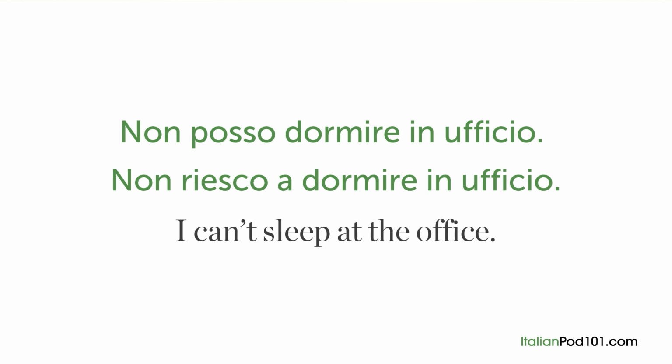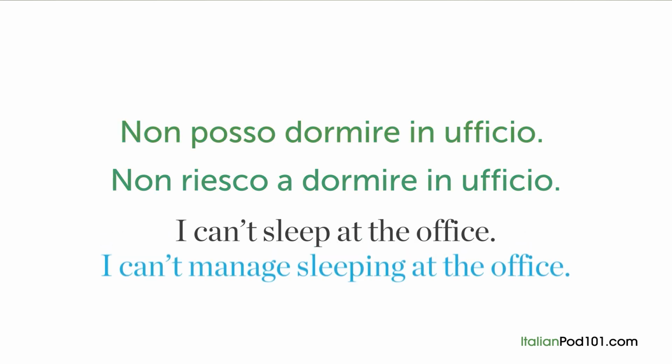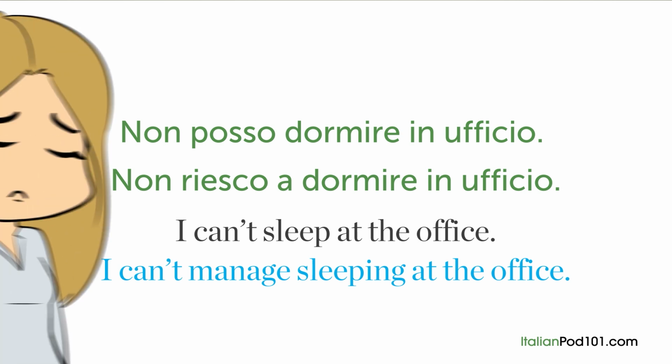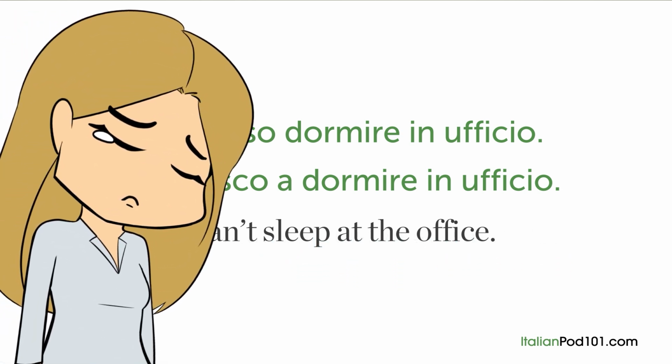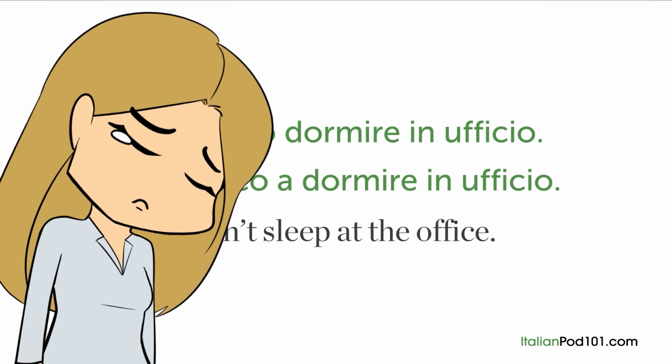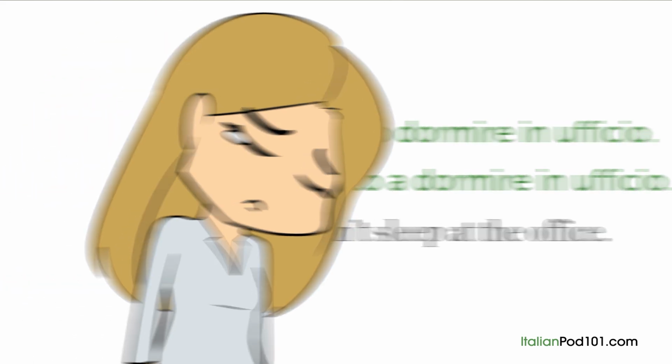Here is another example that may help. We can translate I can't sleep at the office in two different ways in Italian. One is non posso dormire in ufficio. The other one, non riesco a dormire in ufficio. The first one is the most likely, as it means that I can't sleep because of the office rules. The second one, instead, means something like I can't manage sleeping at the office. The speaker can't sleep not because of the rules, but because of the noise or another secondary reason.